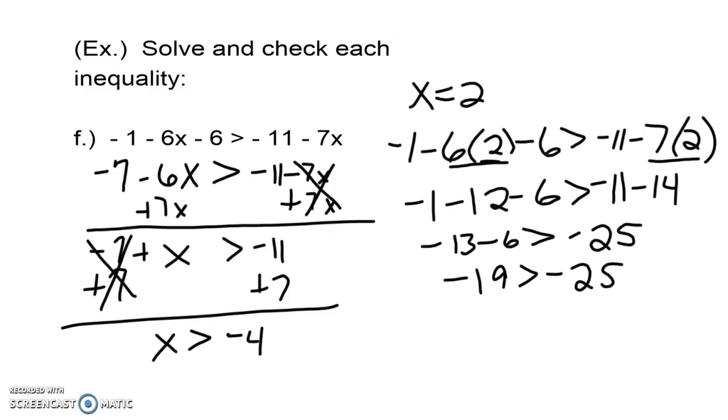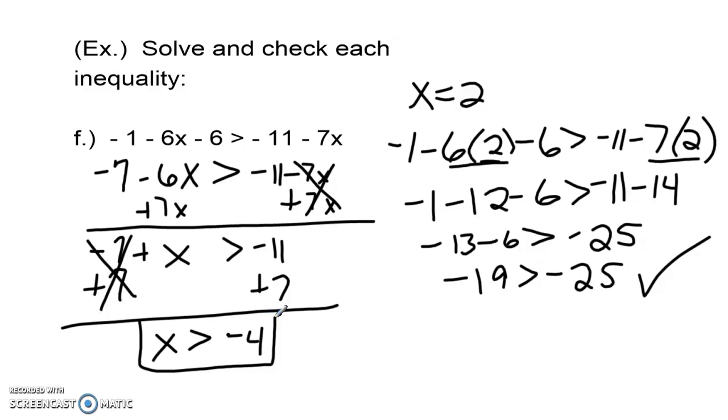So the question is, when we plugged in 2, which is greater than a negative 4, so we think 2 is part of our solution set, we get a negative 19 is greater than negative 25. Is that a true statement? Is a negative 19 greater than negative 25? Remember, with negatives, negative 1 is larger than negative 2, which is larger than negative 3. So when it looks like the numbers are getting bigger, they're actually smaller when we talk about negatives. So this is a true statement. So we can say that x is greater than negative 4.